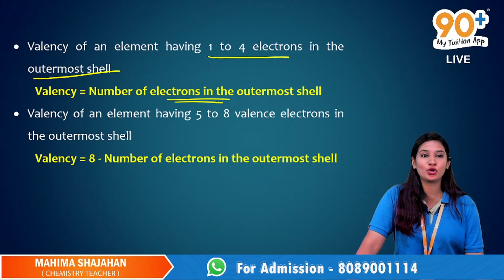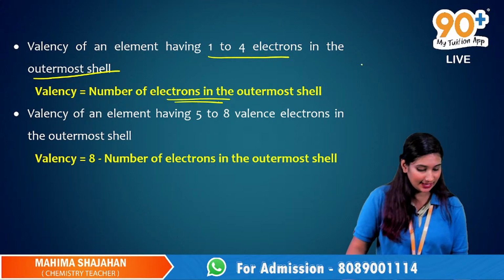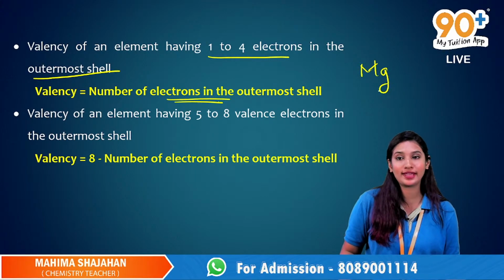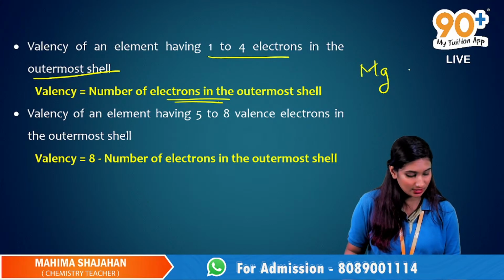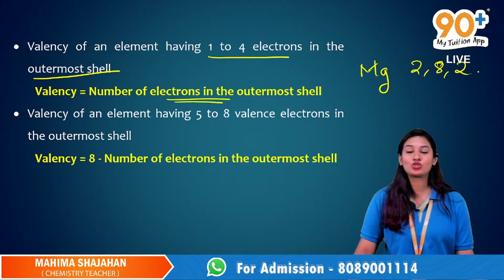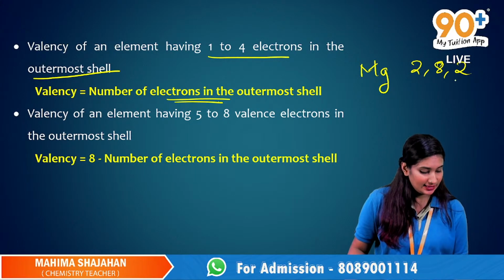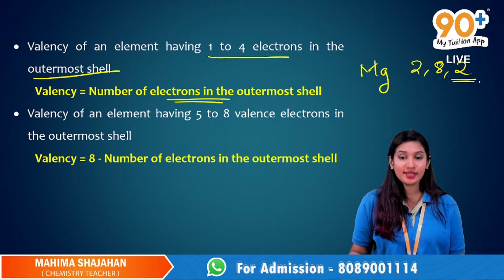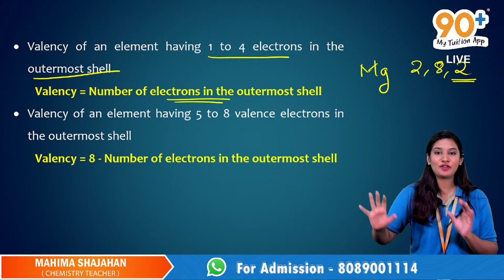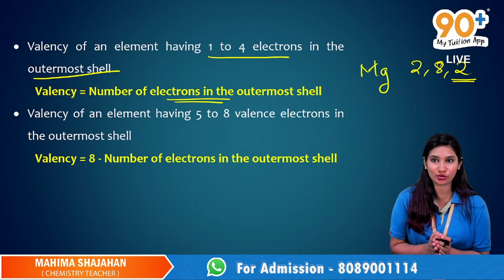Put down your pen, no need to write. I'll explain it using an example. Let's take magnesium. What is the electronic configuration of magnesium? It is 2, 8, 2. Now look at the valence electrons. What is the valence electron? The number of electrons present in the outermost shell. It has got 2 electrons.